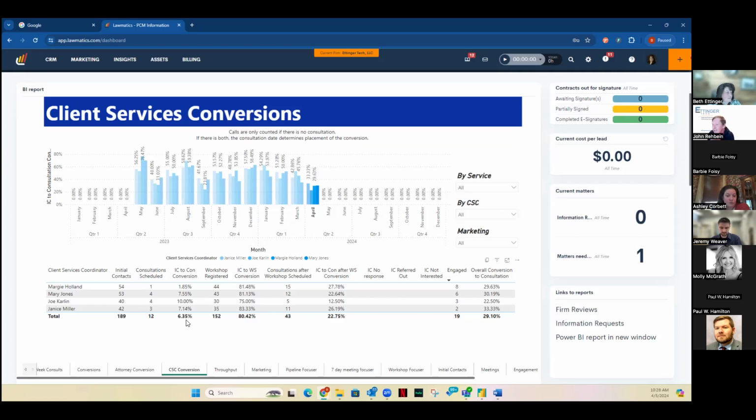So which client service coordinator has the best conversion of initial contact to scheduling a consultation? Janice Miller has 33%. She is the top. All right, Janice, here is your $5 Starbucks gift card. And then you get to have the teddy bear with a crown sitting on your desk for the week. Good job, guys.